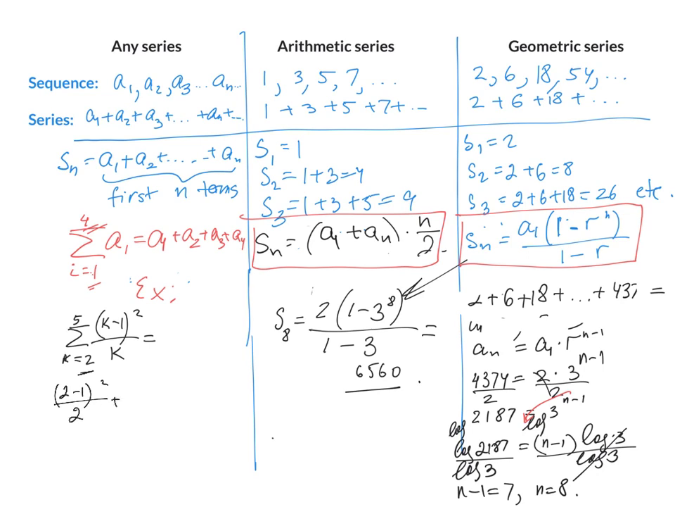When K is 3, it's 3 minus 1 squared over 3. When K is 4, it's 4 minus 1 squared over 4. And finally, when K is 5, it's 5 minus 1 squared over 5. I'm not going to calculate it, you can evaluate, but I just want to label that this is for K equals 2, this is for K equals 3, and so on.